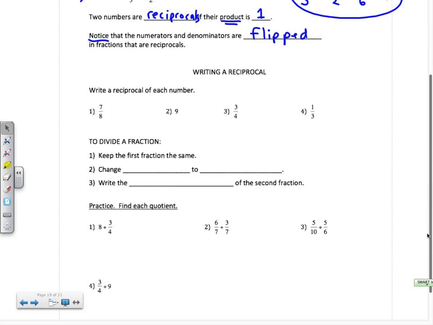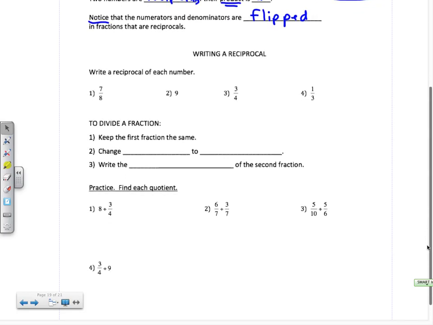Writing a reciprocal. Write a reciprocal of each number. 7/8 becomes 8/7. It's not equal to, so we don't want an equal sign. It's just the reciprocal. 9, well, this is a tricky one. If we put a 1 under the 9, its value is still 9. So we're going to flip 9 over 1, and the reciprocal of 9 becomes 1/9. The reciprocal of 3/4, we flip those, and they become 4 over 3. And 1/3, its reciprocal is 3 over 1. And we do want to keep that 1 because we're going to need it when we divide fractions.